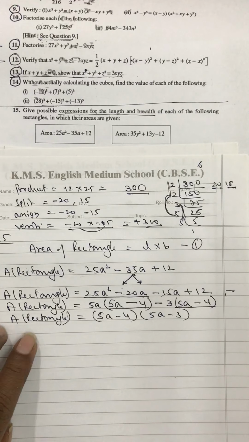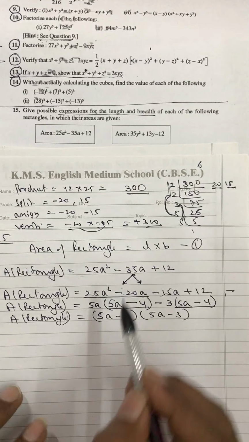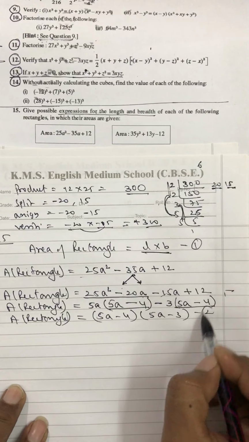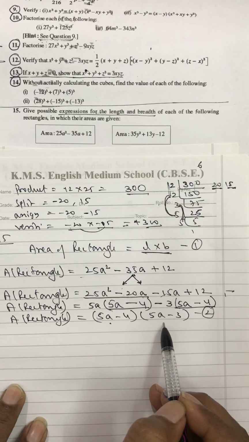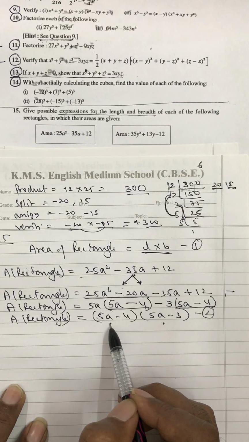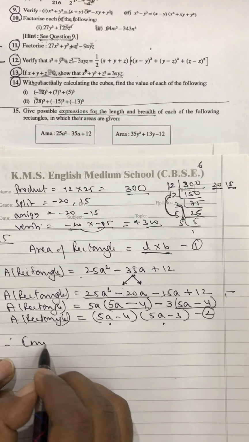So we know the area of rectangle in factor terms is 5a minus 4 into 5a minus 3. Whereas we know area of rectangle is equal to length into breadth. So either length will be 5a minus 4, then breadth will be 5a minus 3, or length will be 5a minus 3, then breadth will be 5a minus 4. So these are possible.